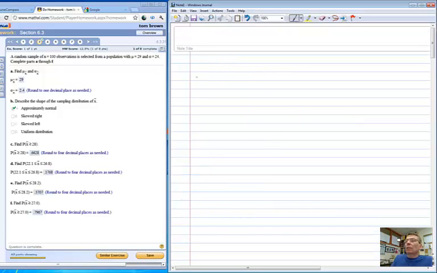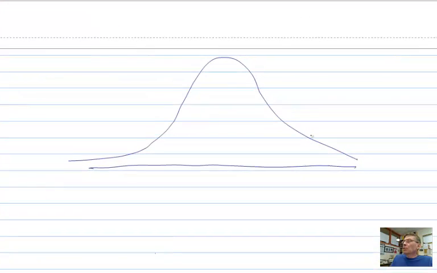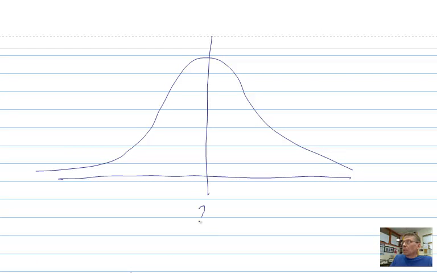New page. So let's do the last problem. Hopefully things are clear as a result of working parts A through E. Again, the first step in working these kind of problems is always to draw a picture. So 29 is in the middle. This is, again, our sampling distribution for X bar.